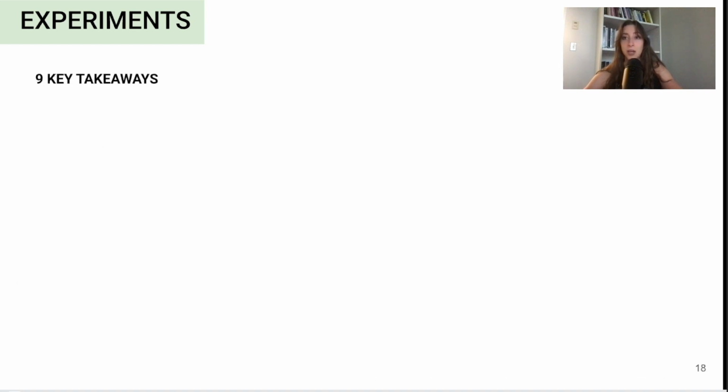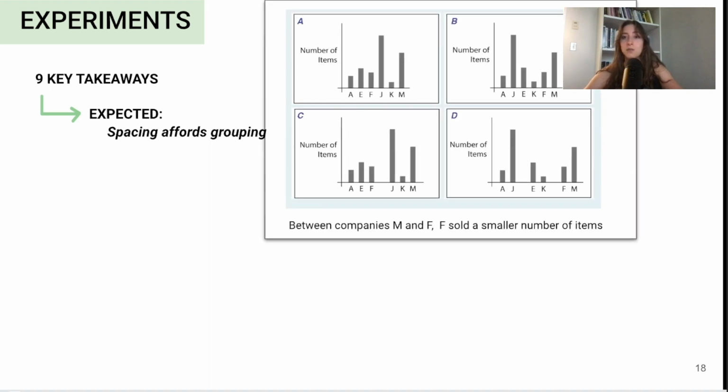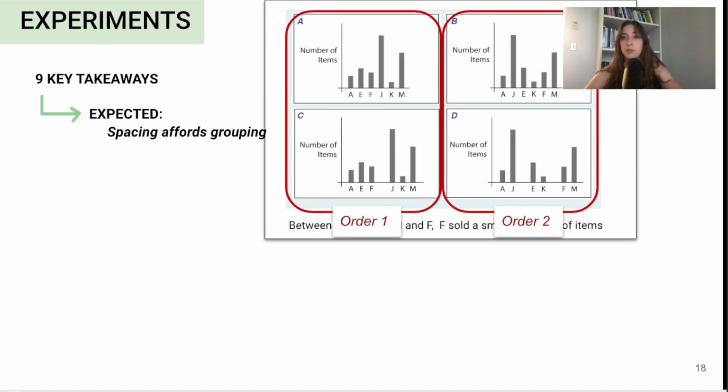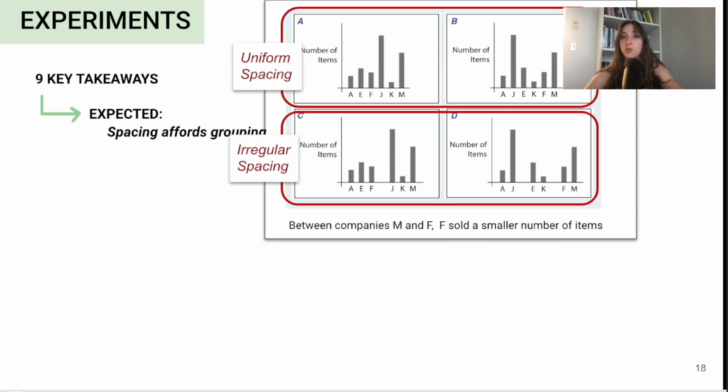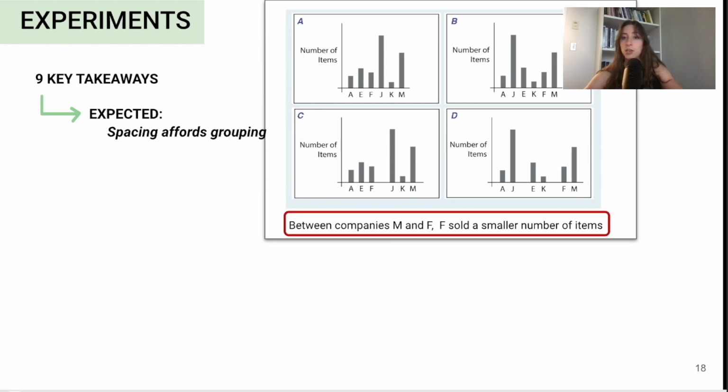We present 9 key takeaways in our paper, but I'll just walk you through some ones here. Some are pretty expected. So for example, we find that spacing affords grouping. Take these 4 charts. Each column shows a different ordering, and the top chart has uniform spacing while the bottom chart has irregular spacing. When we look at messages that group M and F together, we find that charts that space these 2 bars close together and farther apart from all other bars most afford this message. And that makes a lot of sense. That's pretty on par with our community's understanding of how spacing works.